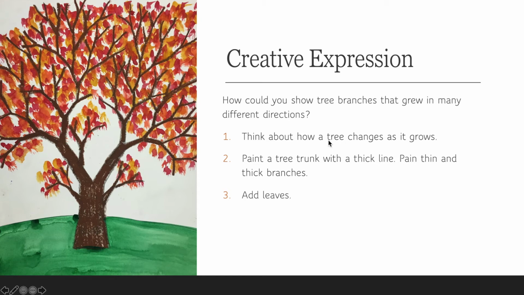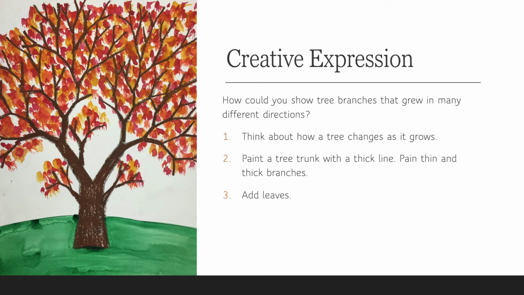Think about how a tree changes as it grows. So it starts off with a big tree trunk, and then it expands into smaller branches. Then you're going to paint a tree trunk with a thick line for your trunk, and then paint thin and thick branches. And then you're going to add leaves. So if it's a different season, the leaves may look different. So you can think about what kind of tree you'd like to do and at what season.